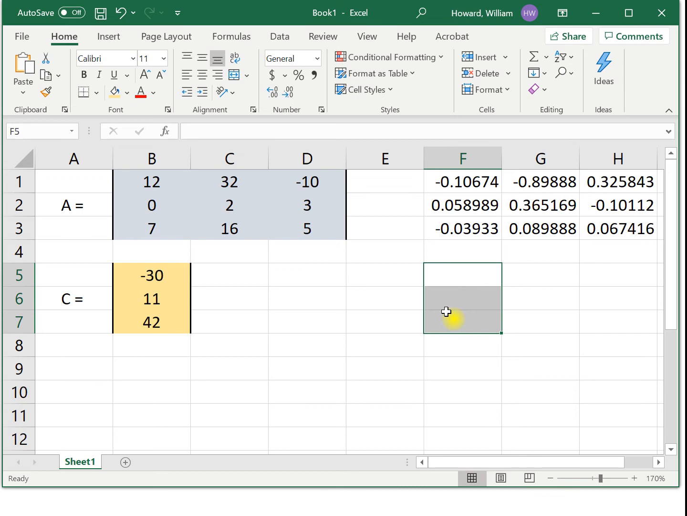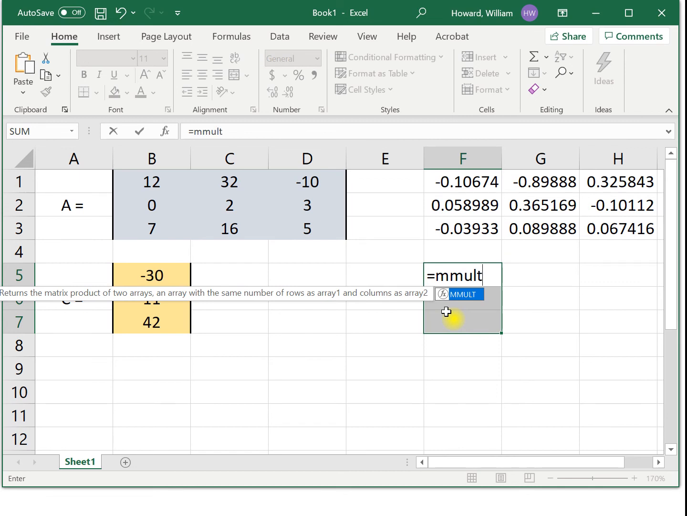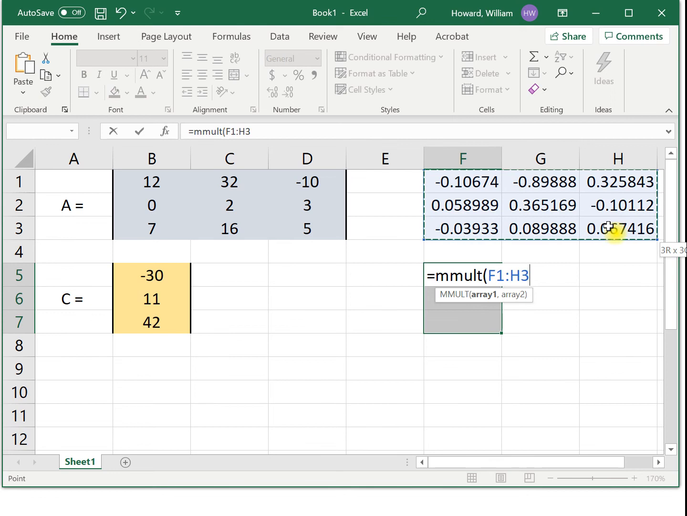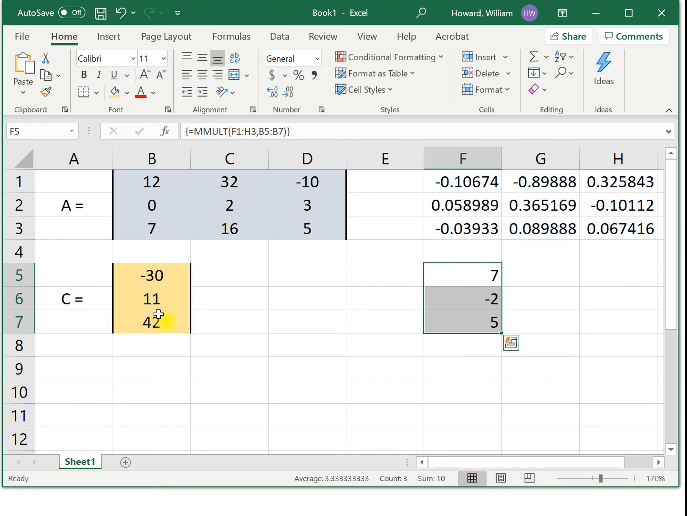Okay. Now I'll move down here because I want to multiply the inverse of 3 by 3 times the constant matrix of 3 by 1. So my answer is going to be a 3 by 1 with those cells highlighted. I use matrix multiplication, mmult. The first one's going to be the 3 by 3 inverse of the A matrix. We multiply that by the C matrix. Once again, Control Shift Enter, and there's the answer, 7, minus 2, and 5.